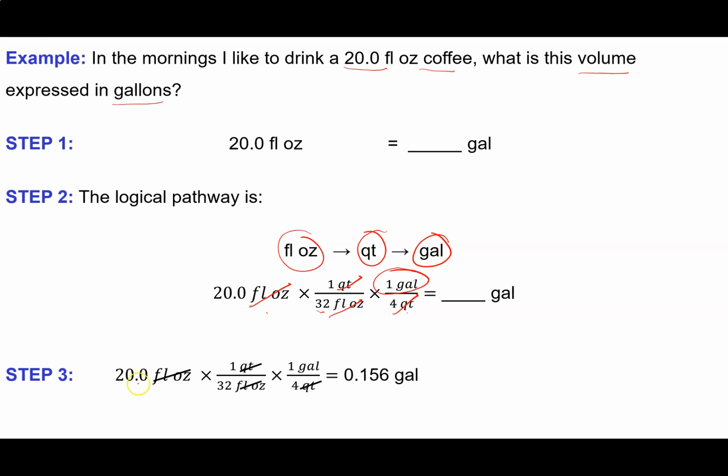And then when I do the math here, sure enough, I end up with a number that is a lot smaller than 20, which seems reasonable because 20 fluid ounces, like I said, is just a very large coffee. And so it shouldn't be even 1 gallon, right? Okay, there's no way it's going to be a gallon.